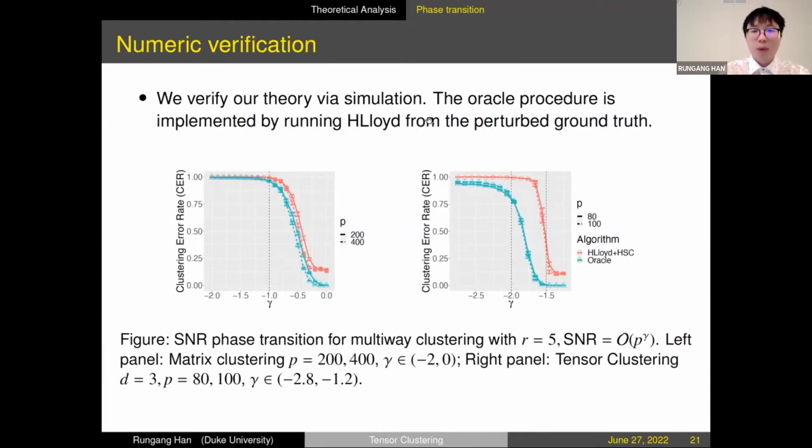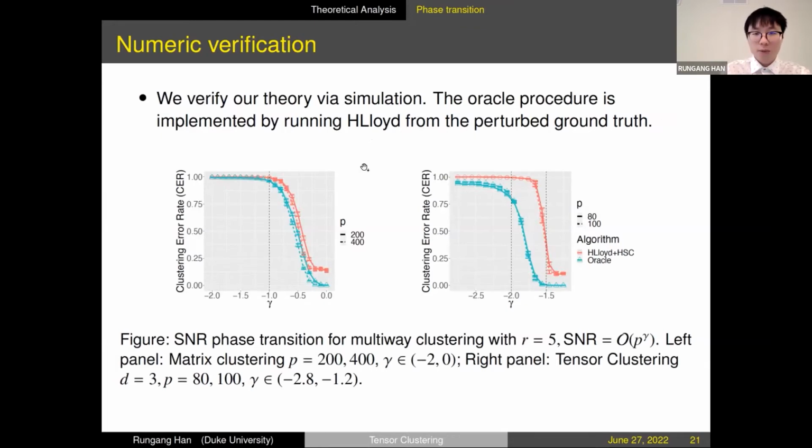So basically, we implement our proposed method and also an oracle procedure. The oracle procedure is implemented by running the high-order Lloyd optimization from initialization, which is a slight perturbation of the ground truth. We use this oracle procedure to approximate the MLE.